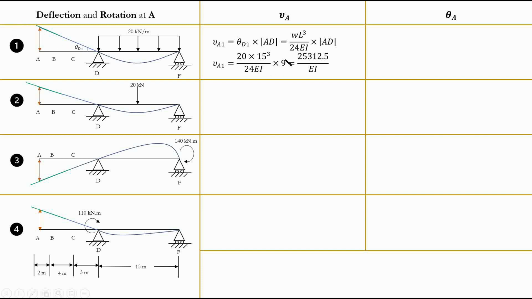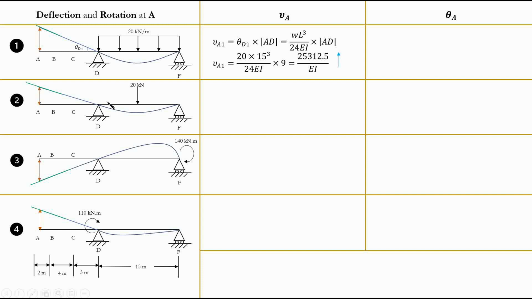Now, our deflection will be this value. So just substitute the values: 20 kilonewton per meter times L cubed, which in this case is 15 to the power of 3, divided by 24, multiplied by 9, which is the length AD. You can see it from the bottom here. Now, we'll end up with this value. Is it positive or negative? Obviously, it is upward. Again, there's no positive and negative here, so it's just upward or downward. In this case, it's upward. Now, what about the rotation?